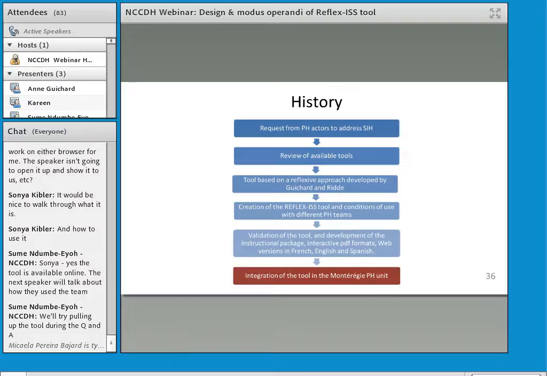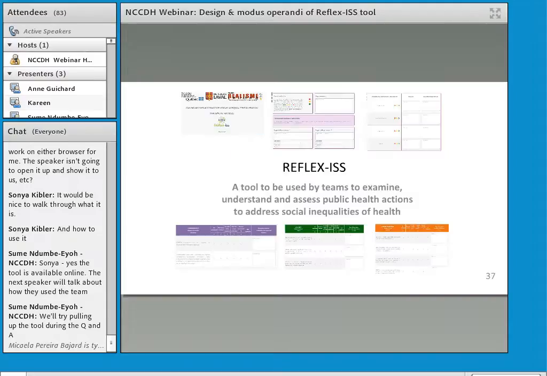And we were in 2016 of the integration of the tool in Montérégie, and we decided to do it in the public health unit at the regional level. So I will go to the other slide.